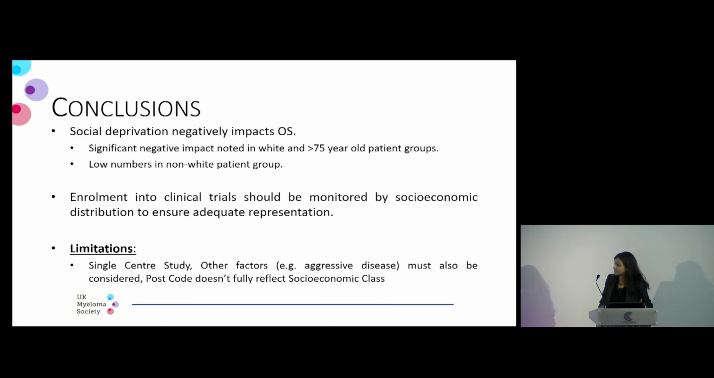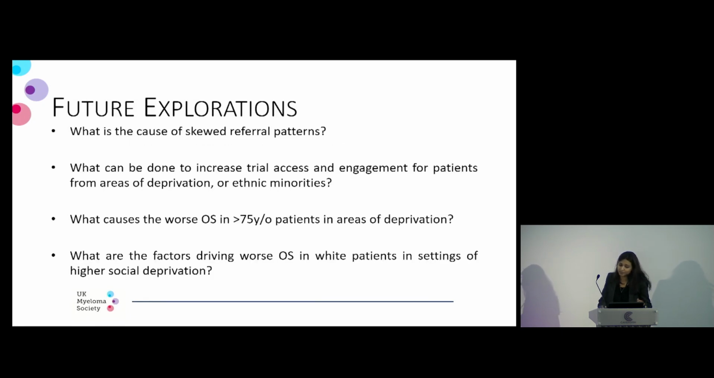Our limitations were that it was a single-center study, and also aggressive disease and late-stage presentation must be considered in terms of analyzing overall survival, and postcode doesn't necessarily fully reflect socioeconomic class. Future explorations: an important thing to look at would be what caused the skewed referral patterns, what we can do to increase access to clinical trials across all socioeconomic classes, and what we can do to increase trial access and engagement for patients of ethnic minorities as well as deprivation.